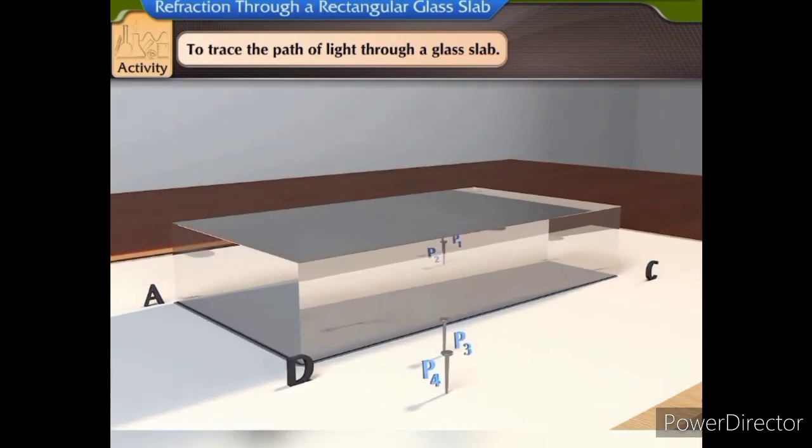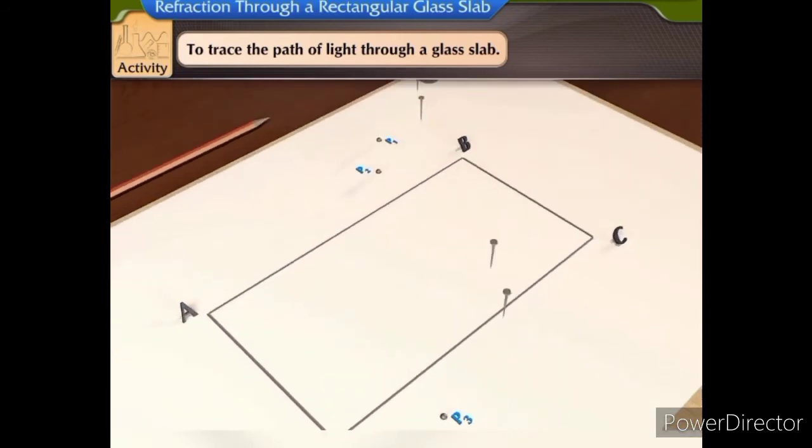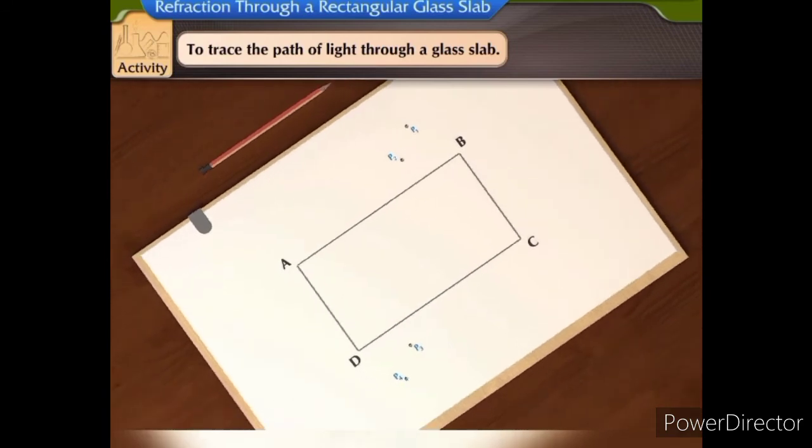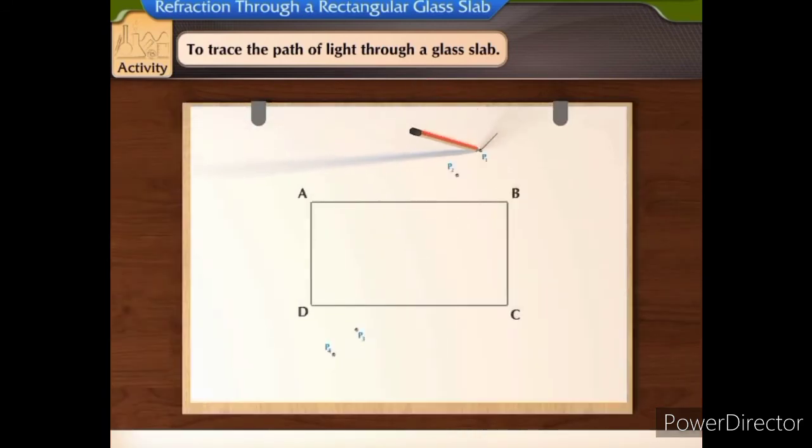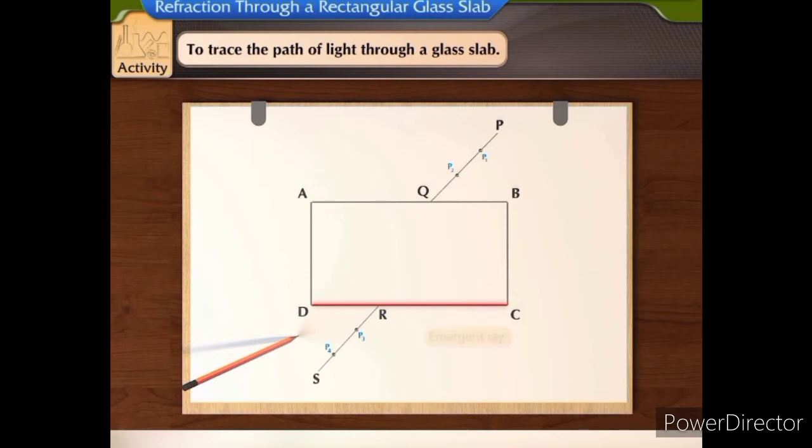Remove the glass slab and the pins and mark the positions of the pins. Draw a straight line joining P1 and P2 and produce it to meet the line AB at point Q. Let PQ be the incident ray. Similarly, draw a line joining P3 and P4 and produce it to meet the line DC at point R. Let RS be the emergent ray.